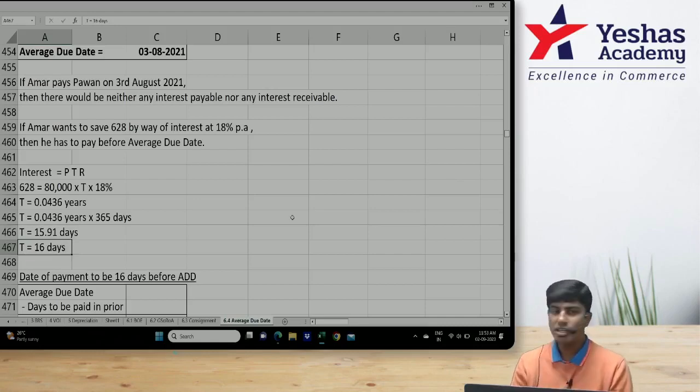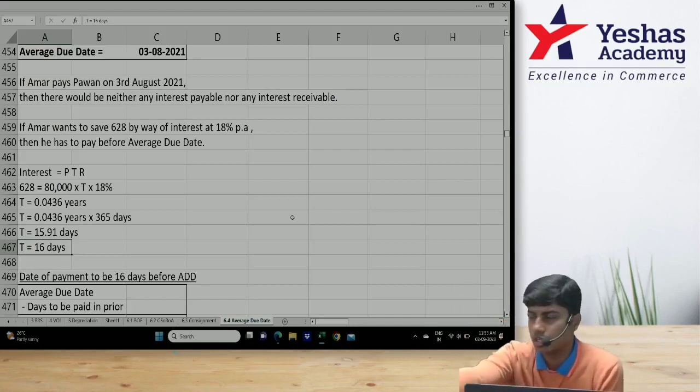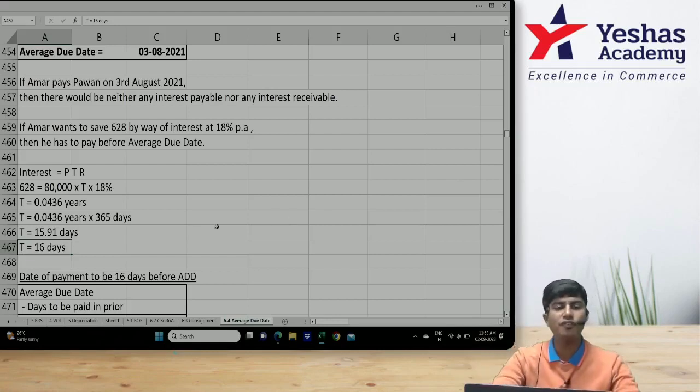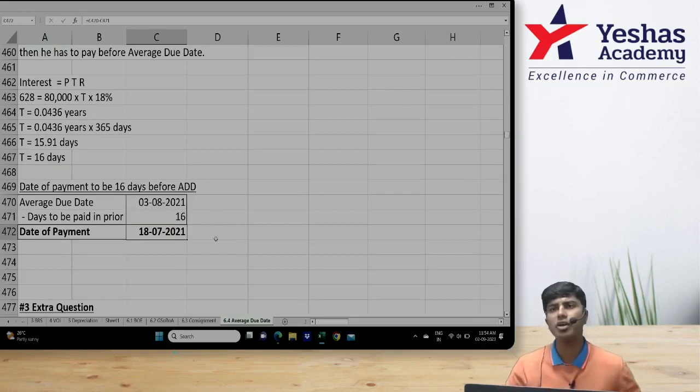Sir, how, sir? See, 3rd of August, from there you should go 16 days backward. In August month, there are only 3 days that we can go backward. 16 minus 3, 13 more days we should deduct in July. Before August is July. July has 31 days. 31 minus 13, how much? 18th of August. Sorry, July. 3rd of August minus 16 days is 18th of July. Sir, I doubt this is correct. Okay, simple. Do 18 plus 16.